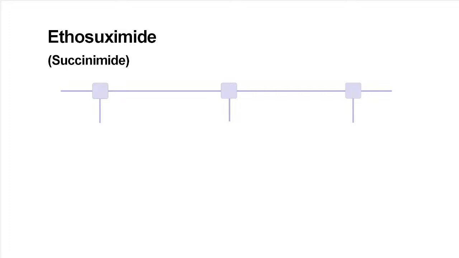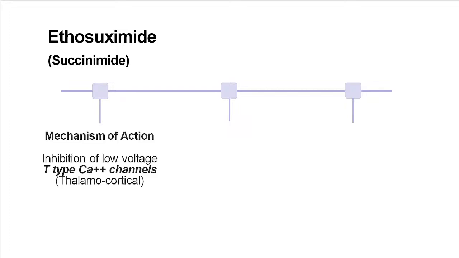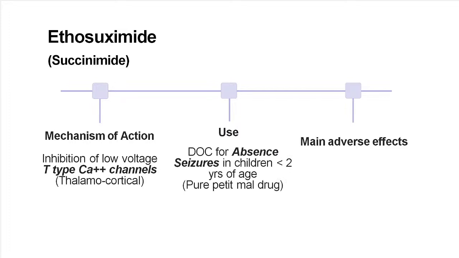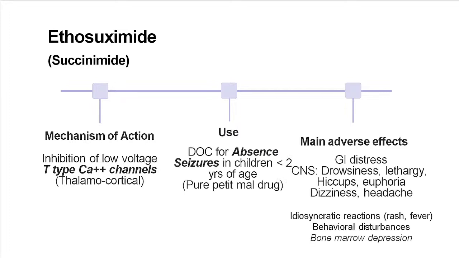Coming to the fourth major group drug, ethosuximide belongs to the class of succinimides. What is its mechanism of action? You know by now. It's a pure absence seizure drug. Only one mechanism of action: inhibits T-type calcium channels. Okay. So, these are the thalamocortical current carrying channels. Use, again, only one use, absence seizures, and particularly which age group? Less than 2 years, less than 5 years. You can consider both age groups. Alright. Main adverse effect: it does not have very characteristic adverse effects. Again, GI and CNS adverse effects are mainly seen.